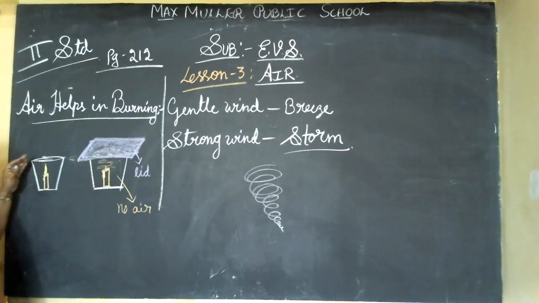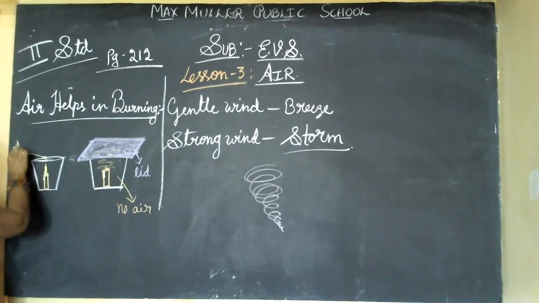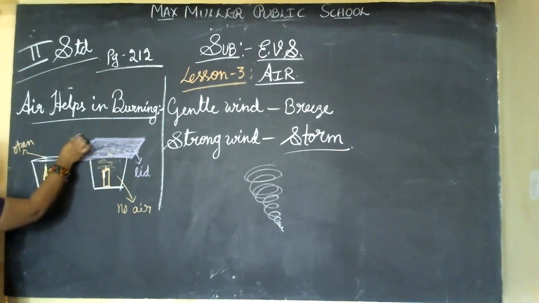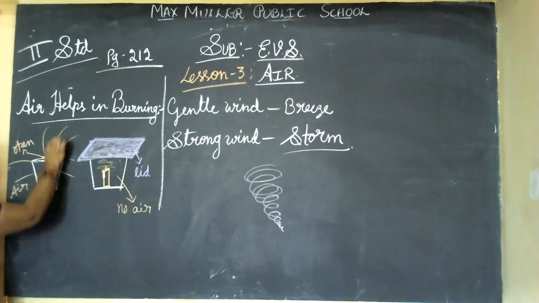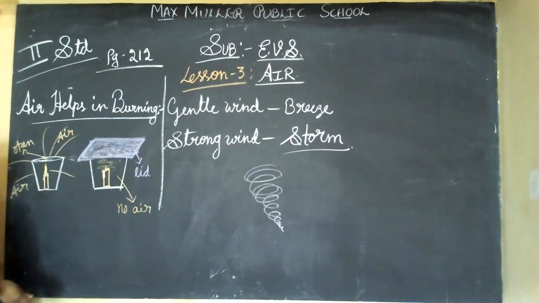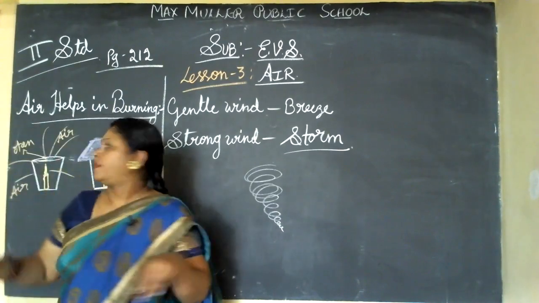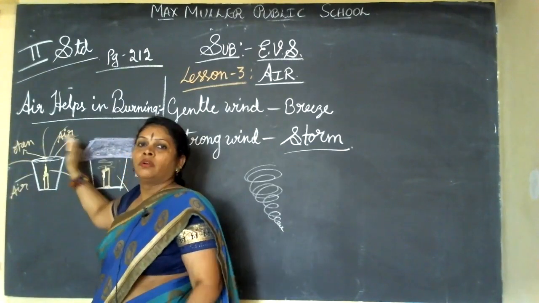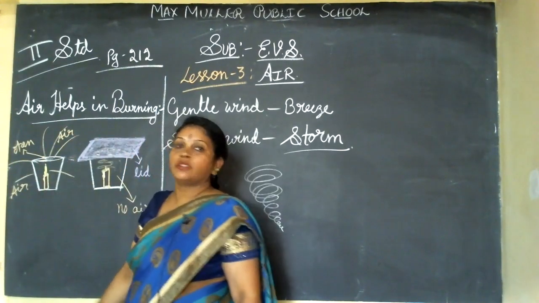Here the candle is still burning because the glass is open. Here it is open and air is flowing. Air is flowing here also. So from everywhere the air is getting inside. You can see from everywhere the air is going inside, and that is the reason the candle is on.